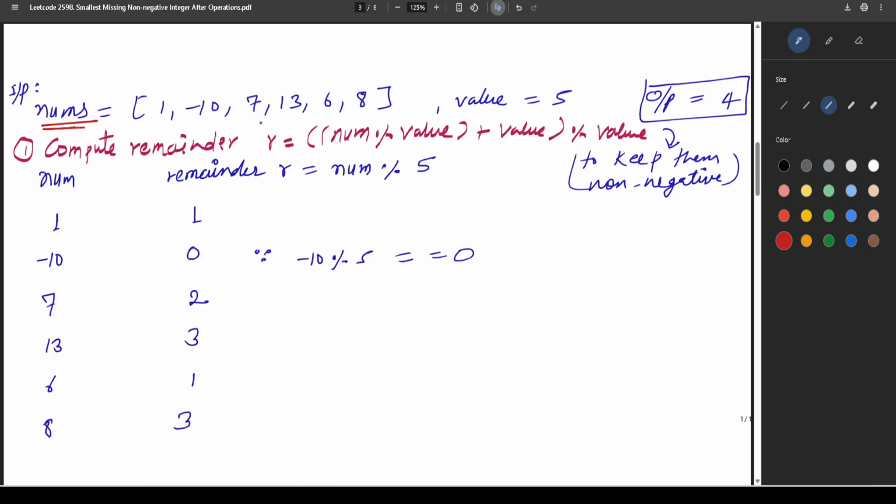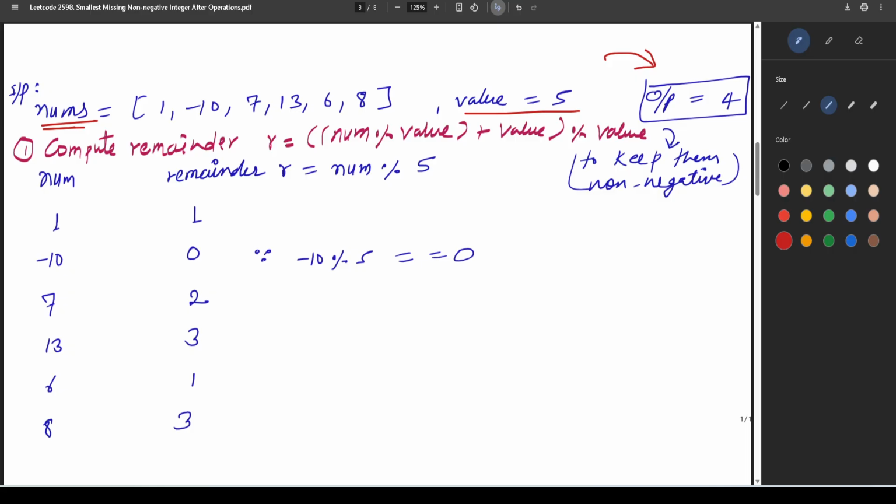1, minus 10, 7, 13, 6 and 8. So this is the value we have been given in example 1, right? And another value we have been given is 5, correct? It means we have been given nums like this and value equal to 5. The output we need is 4. Okay, this is the example we are saying.